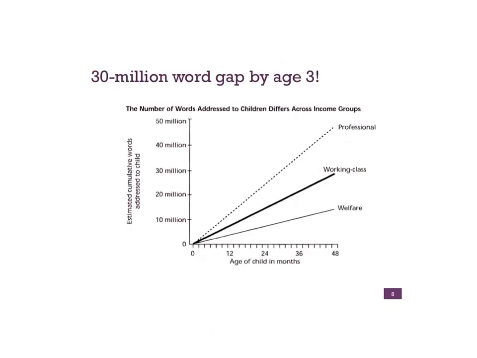The information on this graph is even more dramatic. It's mind-boggling to see that by age 3, there is a 30 million word gap in the amount of words addressed to the child in discourse with families and others. The great modifier, socioeconomic status, is indeed a major player in literacy acquisition and in academic achievement in later grades.